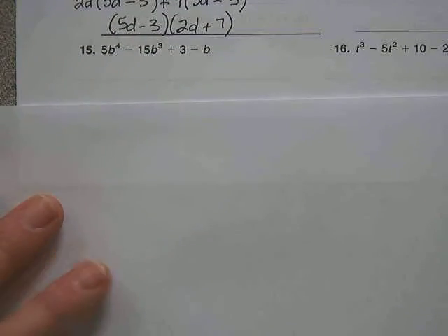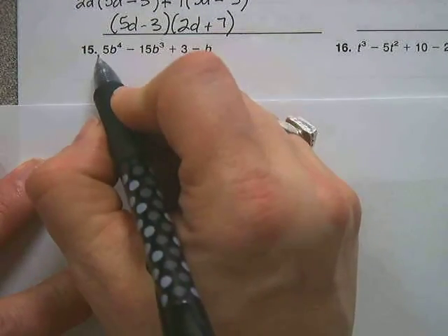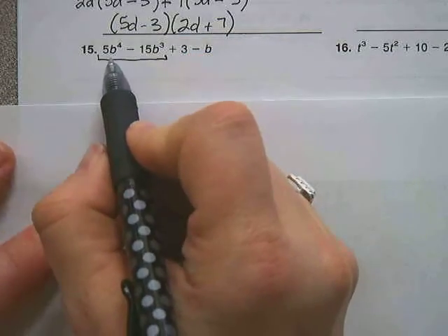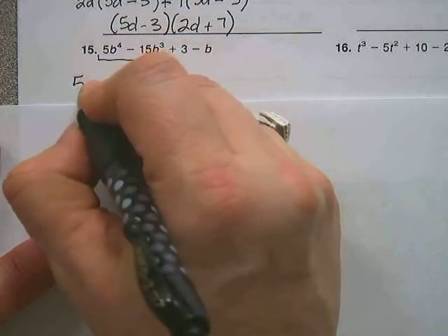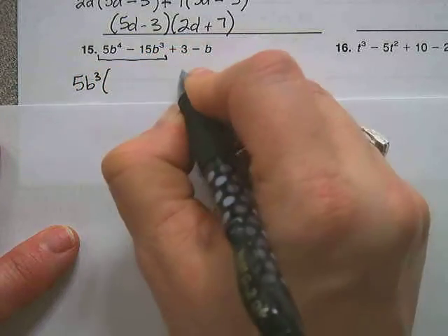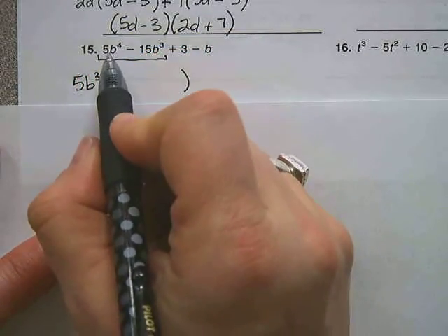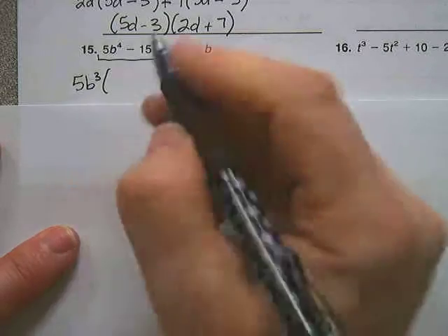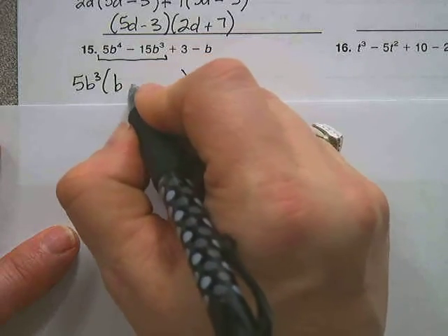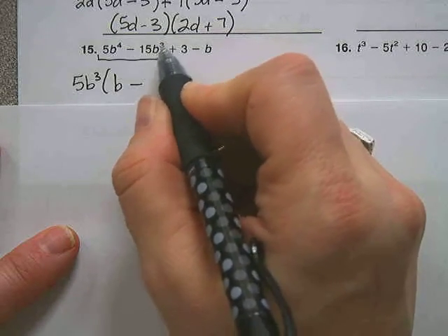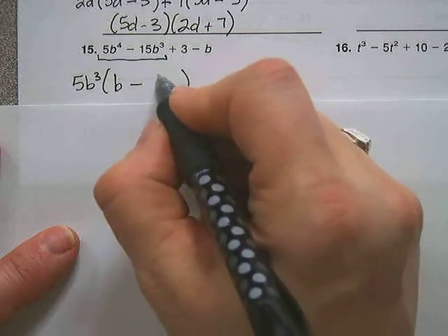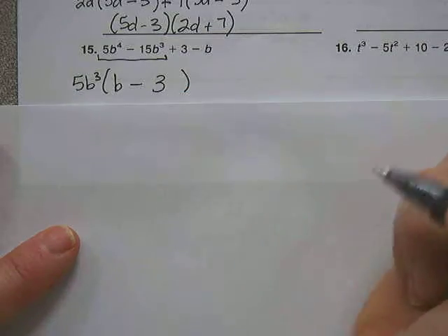Okay, we'll do one more together. That's 15. So we factor by grouping. We look at these 2 things. It looks like there's a 5b cubed that we can factor out as our GCF. So when we take a 5b cubed out of 5b to the 4th, we're left with b minus 15b cubed divided by 5b cubed is just 3.